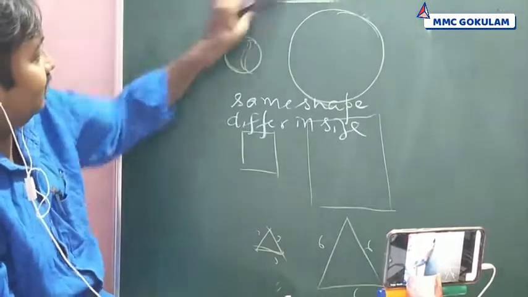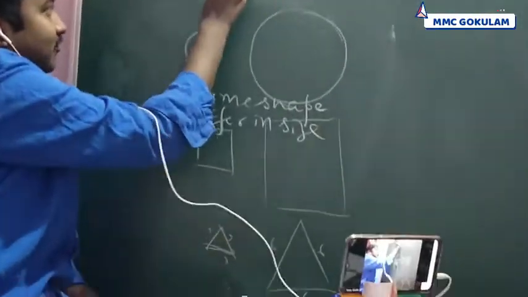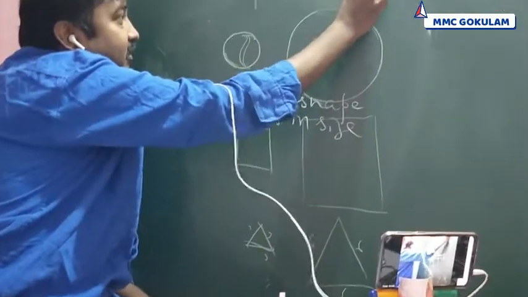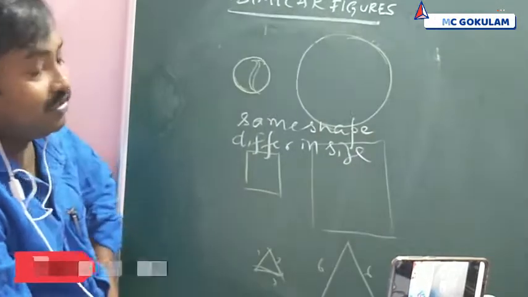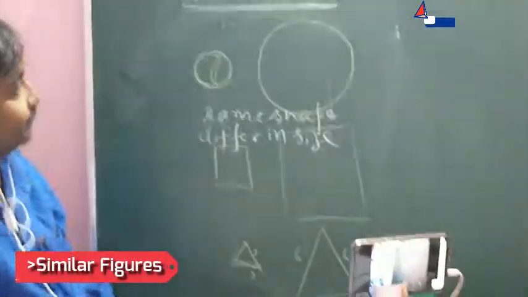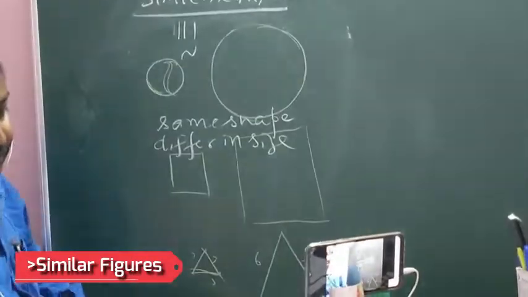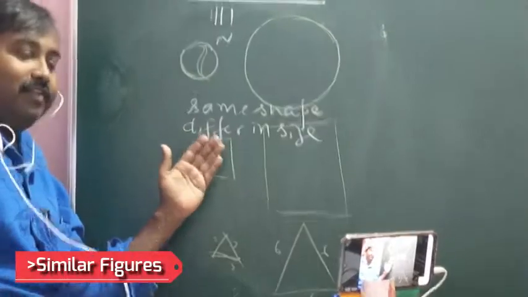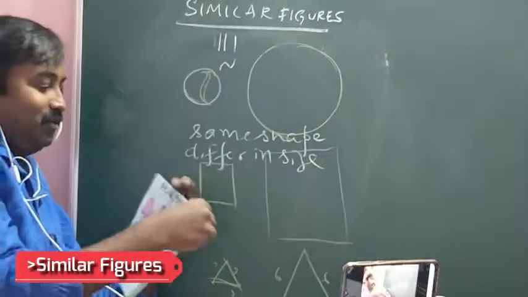So we call that similar figures. What do you call? Similar figures. Similarity. Similar means it looks like that. The symbol is like this, or we can write like this also. So similar means having the same shape and different in the size. And one more point. You observe the diagram here.